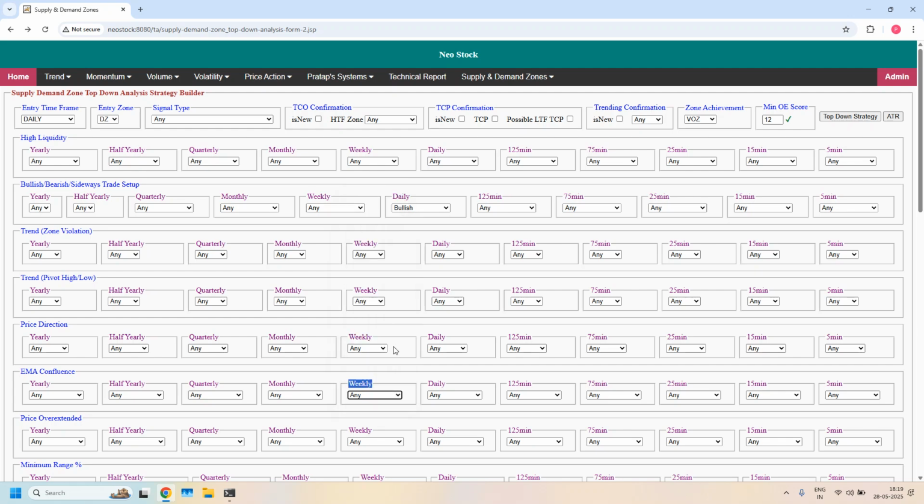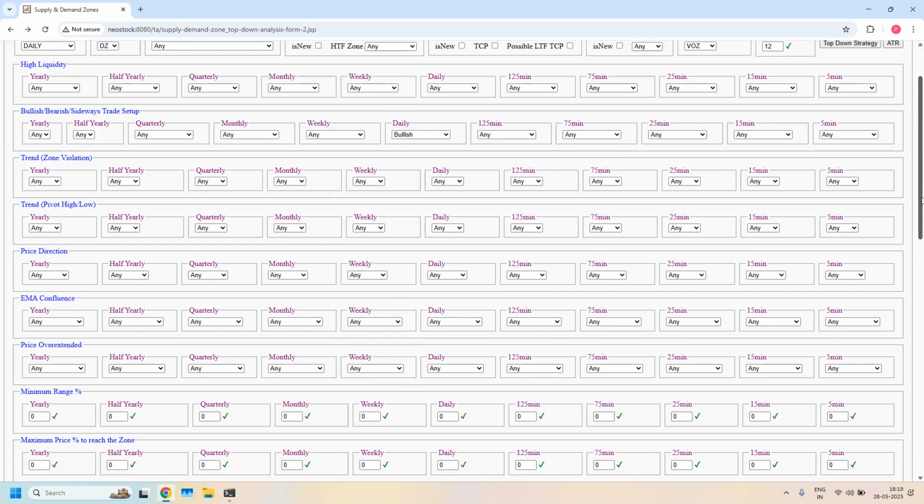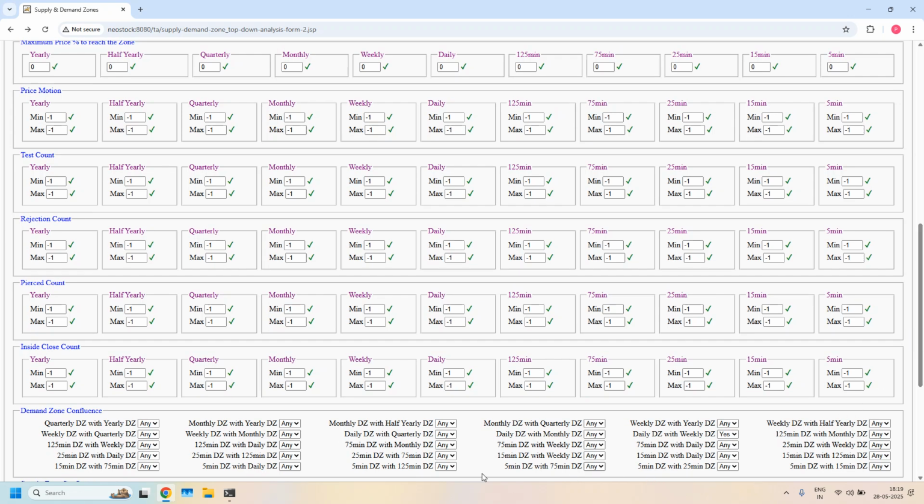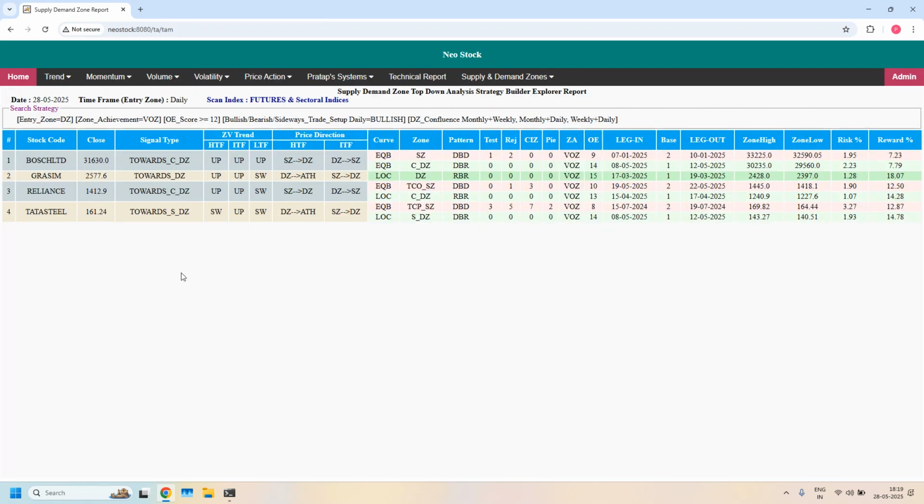Removing EMA filter, demand zone confluence, 3 filters I am setting. First one already we set daily and weekly. Next, daily and monthly demand zone confluence, weekly and monthly demand zone confluence. With all the 3 filters, we got 4 stocks. In these 4 stocks, these daily demand zones are overlapped with weekly demand zone, both together again overlapped with monthly demand zone.